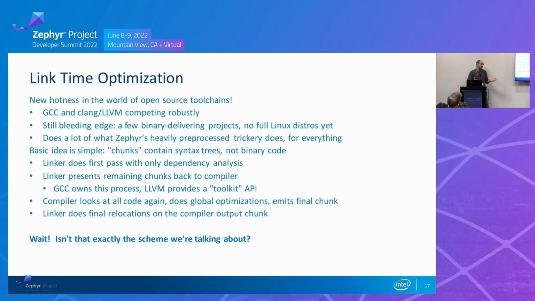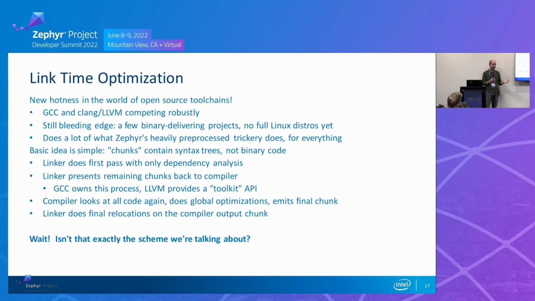The basic idea is pretty straightforward, right? Instead of the chunks containing binary code, they just contain source code, basically. They contain a syntax tree, a parse tree of whatever the compiler saw at compile time. And the linker doesn't do anything but check the dependency tree. It's exactly the same problem, right? It's going to go through, figure out what needs to be included, grab all that code and then give it back to the compiler to say, here's a blob of code, please link this into a single chunk for me.